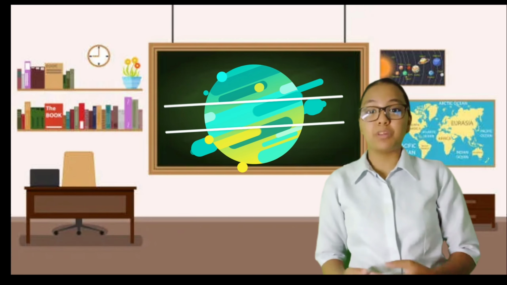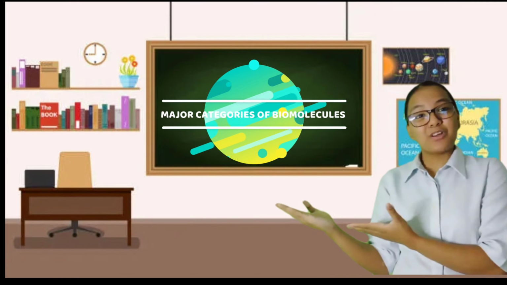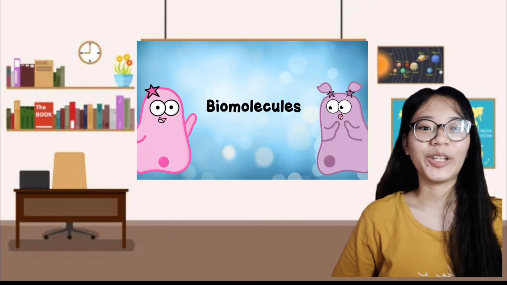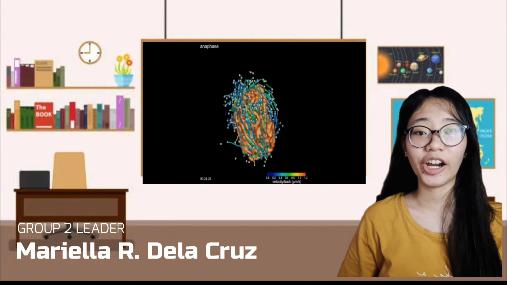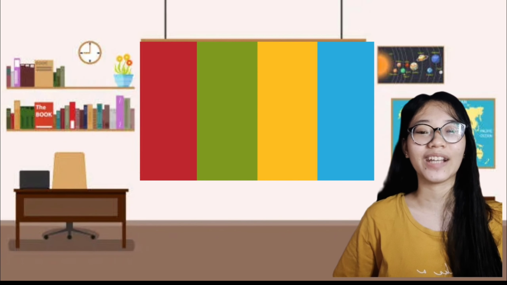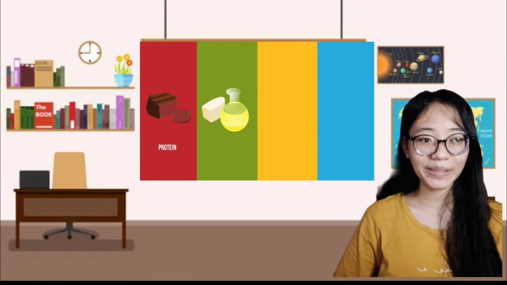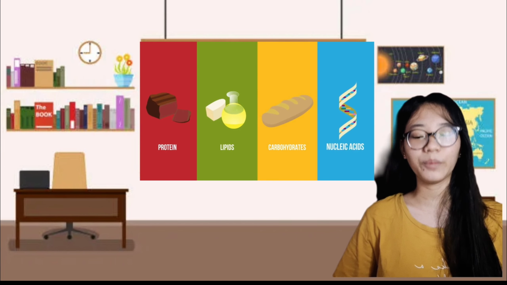Well, without further ado, let's start the discussion with the topic of major categories of biomolecules. Biomolecules are various substances that are produced by cells and living organic entities. The four major categories of biomolecules are carbohydrates, lipids, nucleic acids, and proteins.